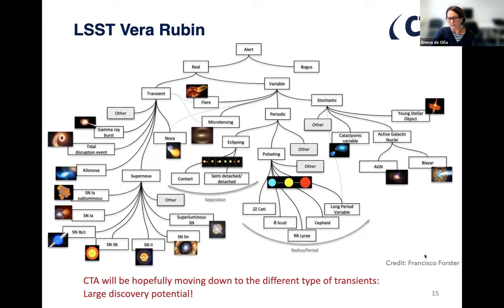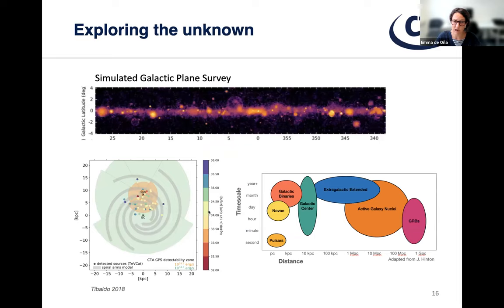So I just took this picture from Francisco Foster, and I found it interesting that what we are seeing now is this kind of upper layer with the current telescopes, and with CTA we have to move into this. We have to think that there are hundreds of sources, or fewer than 100 galactic sources, and we intend to move into a larger sample with CTA. This is a simulated galactic plane survey, the inner part, and you see how many sources we are going to see, and we're also going to sample the whole galaxy. We expect to have a large amount of not just steady emission but also transient emission.